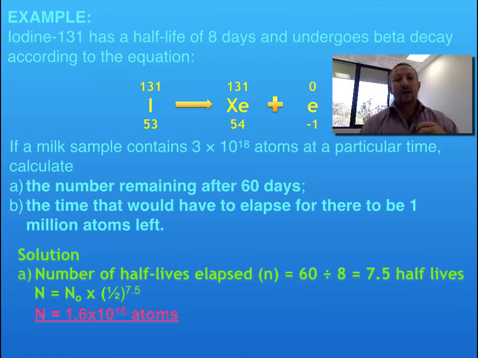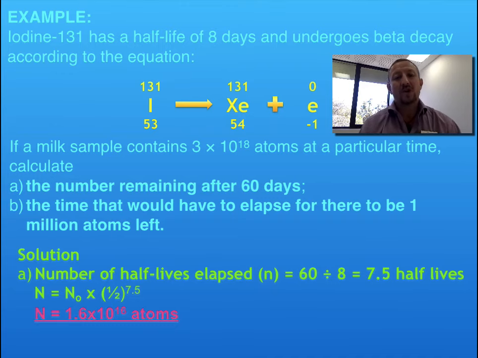Sorry, we've got the number remaining after 60 days. So we've got 60 days, and we know the half-life is eight days. So how many half-lives is 60 days is what we're going to ask ourselves. So by dividing 60 by 8, that will tell us the number of half-lives.